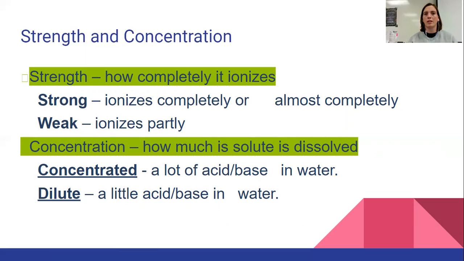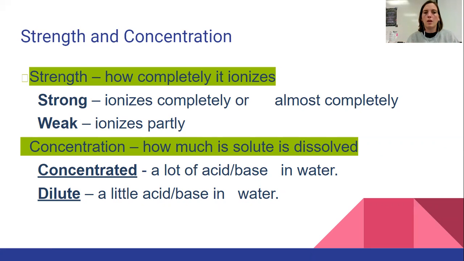Ionizes means how completely it breaks apart. So like hydrochloric acid breaks apart completely into hydrogen ions and chlorine ions. They're no longer together. But you have other stuff like acetic acid, which sometimes stays together as HC2H3O2, and sometimes it separates into the hydrogen and the acetate. So strength is talking about, does it completely break apart like hydrochloric acid, or does it sometimes break apart like acetic acid? Strong means completely, weak means only a little bit.